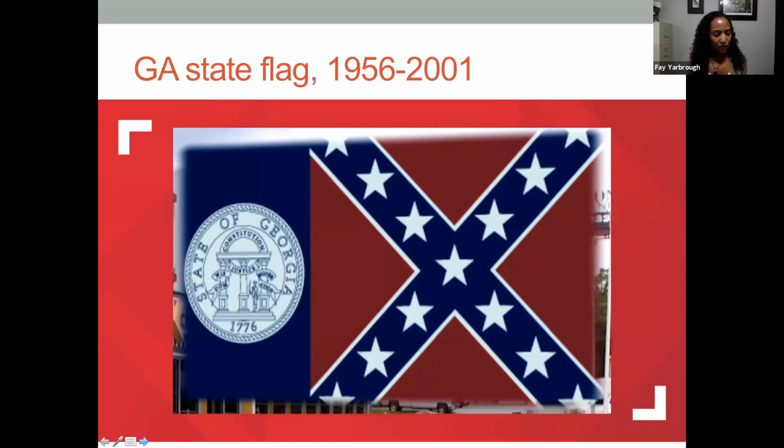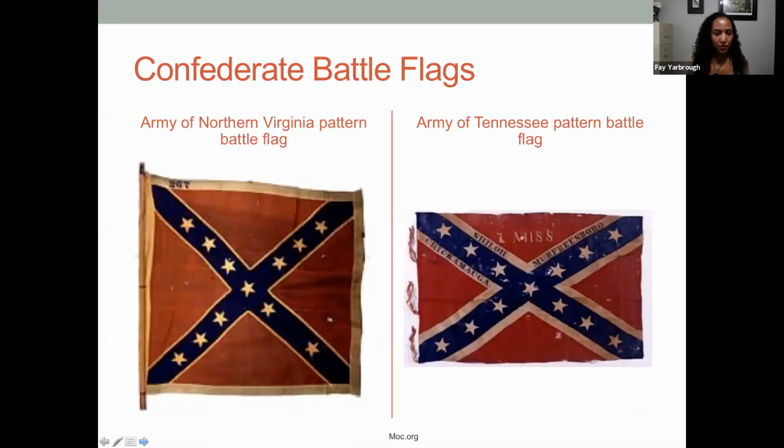So we have the Civil War, and here is where we start to see these different flags emerge. So here are the examples of the flags that you're probably most familiar with, right? These Confederate battle flags. The Army of Northern Virginia and the Army of Tennessee. So this is a moment where I would say to folks, do you notice anything different about the two flags? Are these exactly the same?